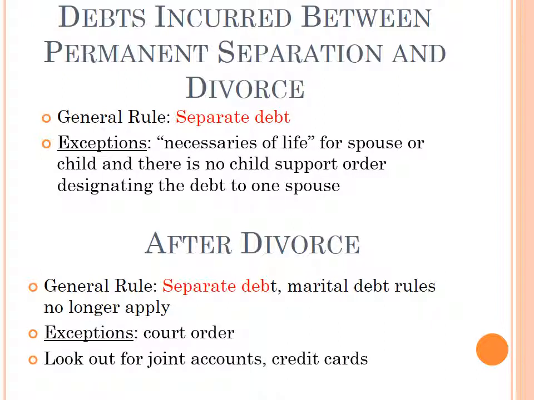Exceptions for after divorce are if there is a court order. Additionally, you want to look out for joint bank accounts or credit cards. You don't necessarily have to be married in order to have a joint account, or to have both names as the primary and secondary card holder on credit cards. So if you have a joint account, even if the divorce is finalized, that could be seen as debt related to both cardholders on the account, whether they are married or not.